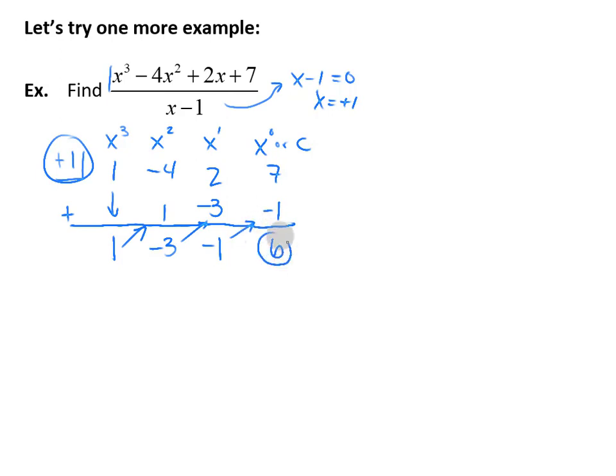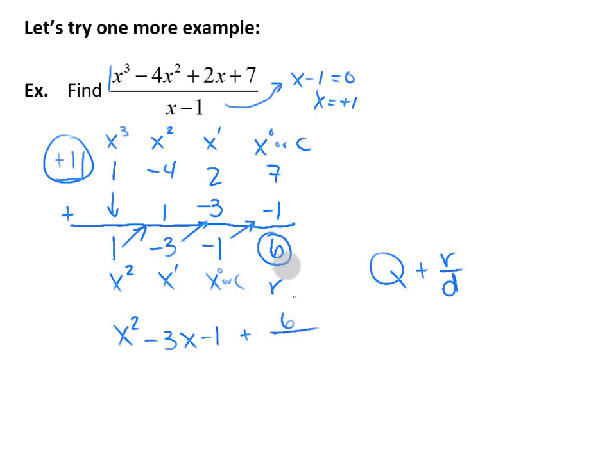So remember that this last calculation is our remainder. This next to it is x to the 0, or the constant. We got x to the first and x squared. So our answer, our quotient, is x squared minus 3x minus 1. And remember, we wrote this like quotient plus remainder over divisor, that little fraction. So plus our remainder, which is 6, over our divisor.